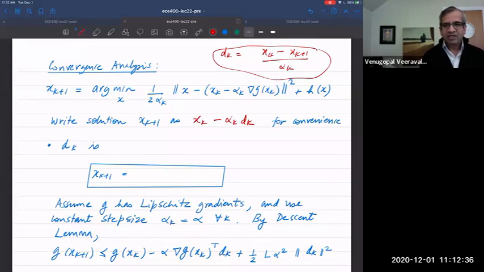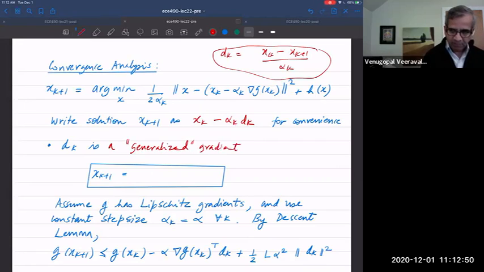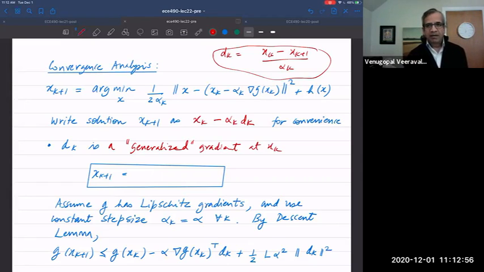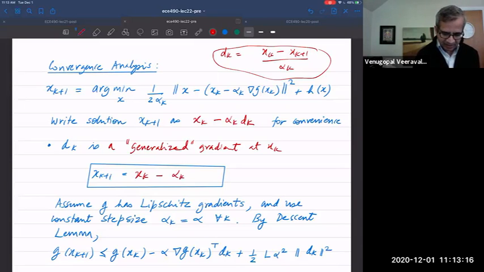The reason for writing it this way is that now the iterate can be thought of as some kind of generalized gradient descent step. So dk is like a generalized gradient at xk. Everyone okay with that? I haven't really done anything. I've just written xk plus 1 in a different form for convenience. Then I can write the algorithm and its convergence and so on in terms of dk. So xk plus 1 is written as this.